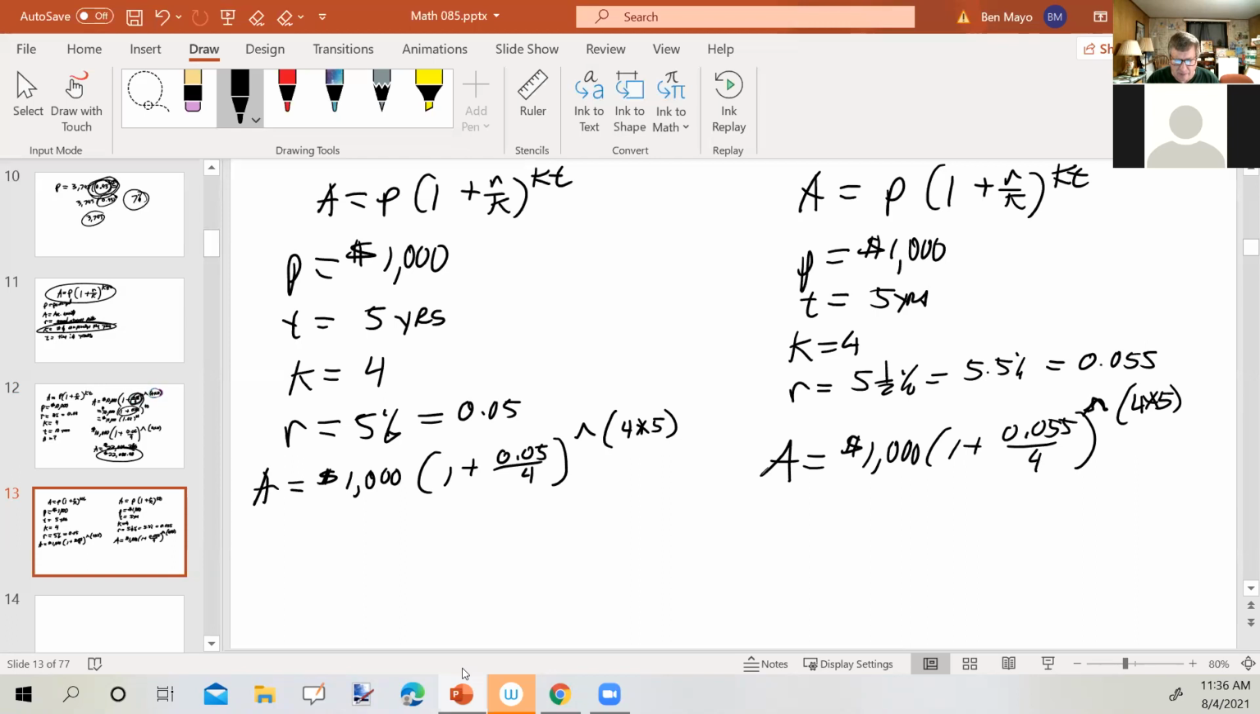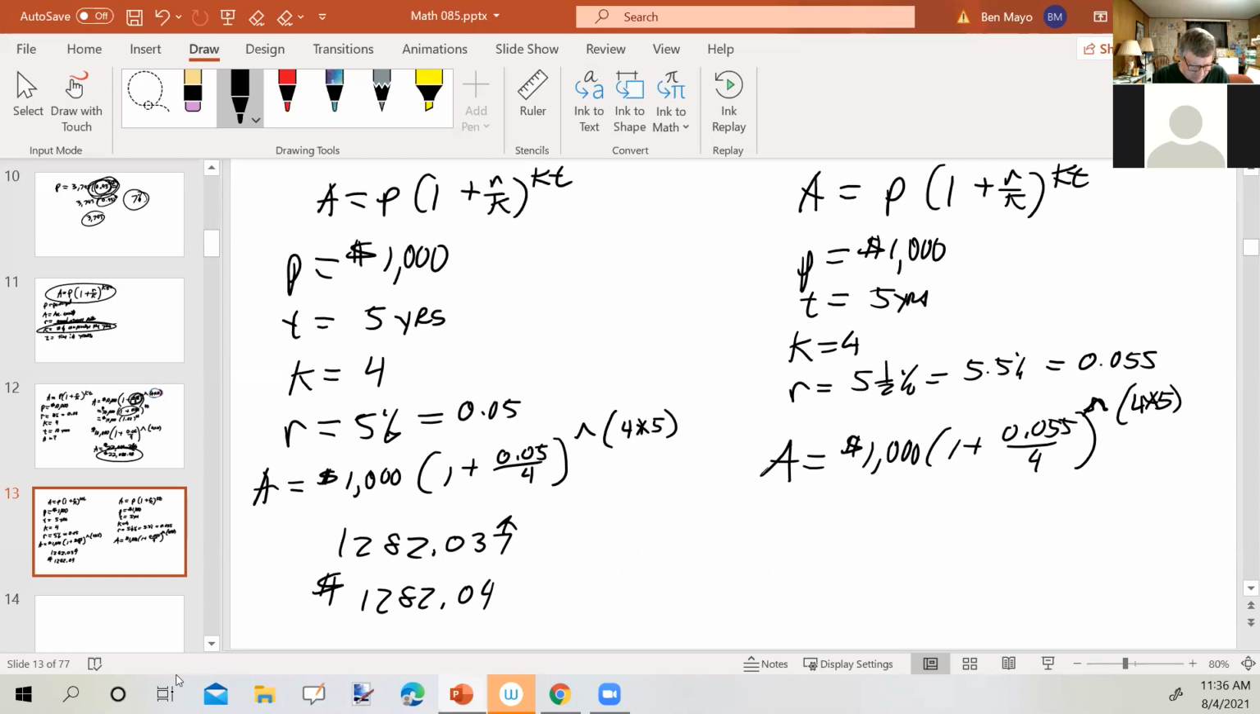But the 0.055 divided by 4 may or may not come out nicely. It does, but it gets kind of long. So I'm just going to punch it in like it is, okay? So the first one, 1,000, parentheses, 1 plus 0.05 divided by 4. Close that up, use the power key, parentheses, 4 times 5, close that up. I get 1282.037. Goes on further than that, but that's going to round to that much. Okay?